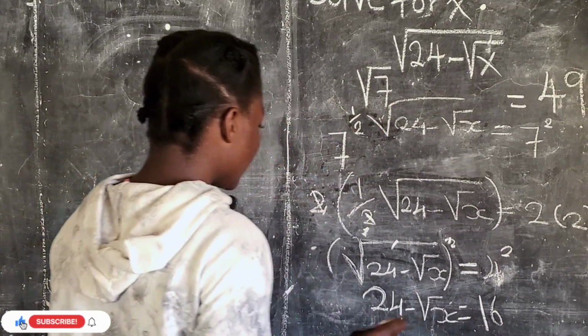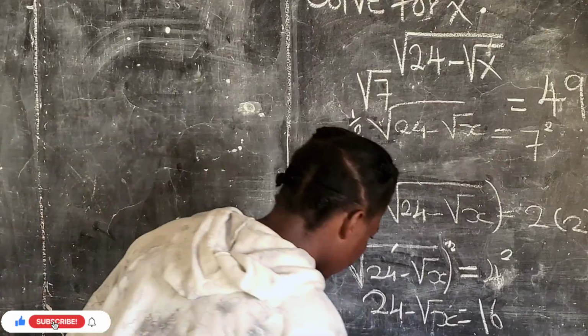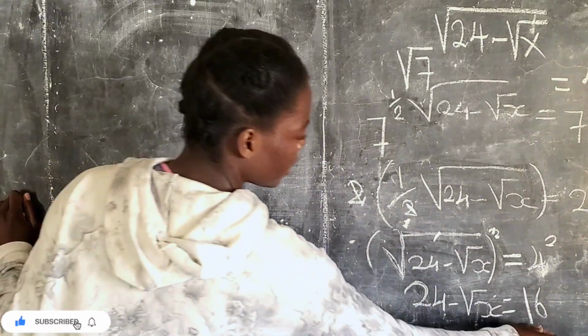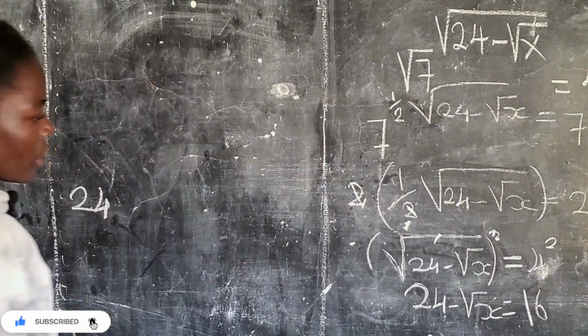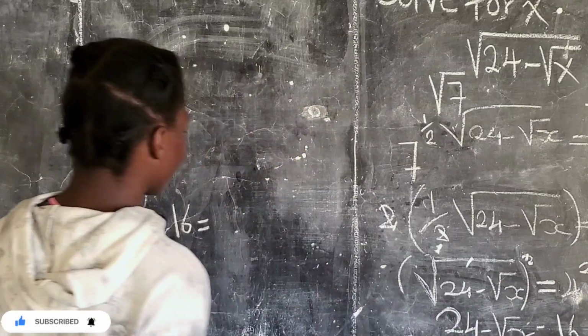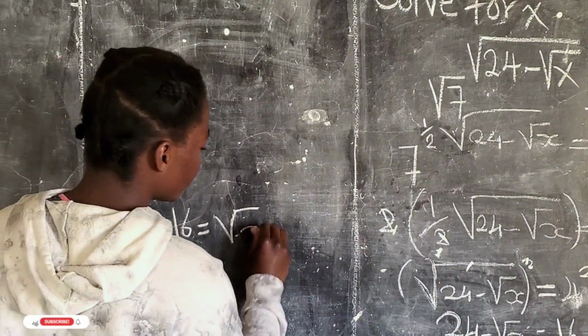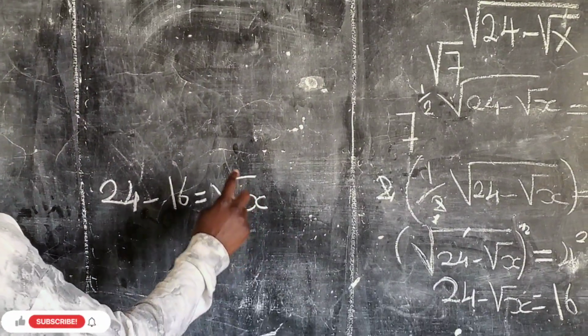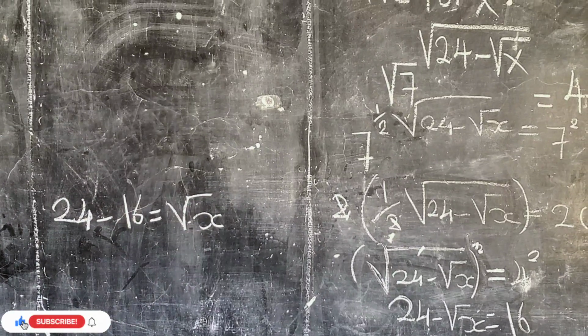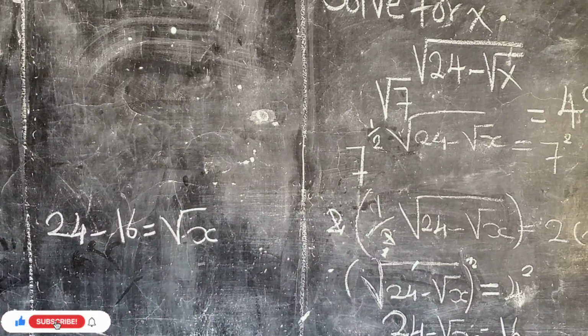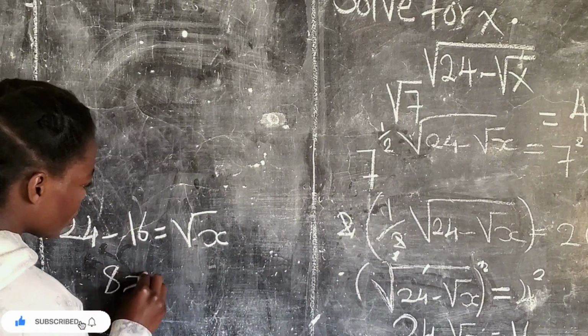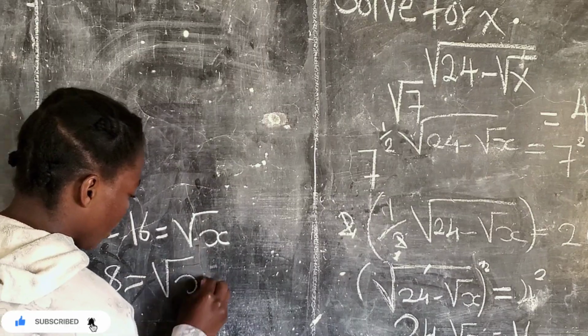And then we're going to collect the like terms, the 24. When 16 crosses the equal sign, and then this one will go to the other side, it's going to be positive x. And then 24 minus 16 is 8, is equal to the square root of x.